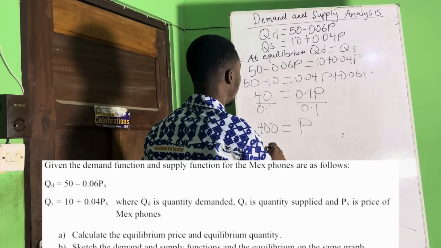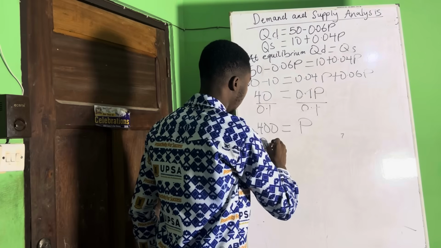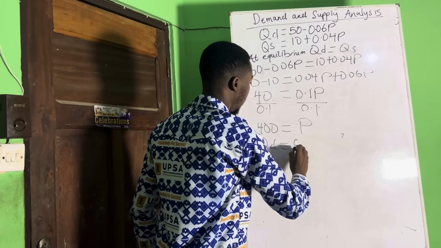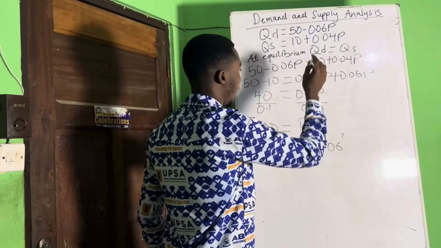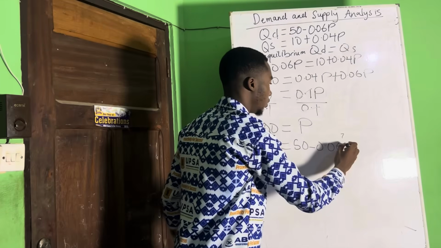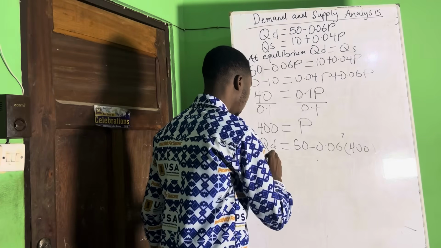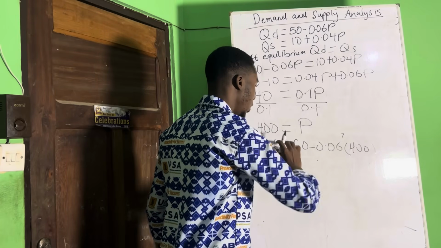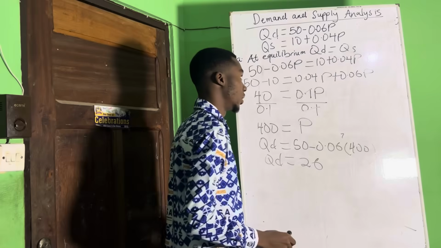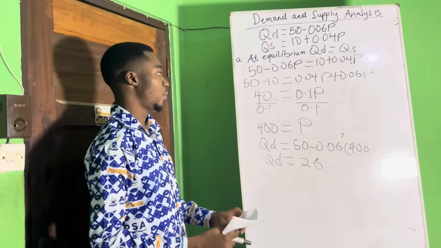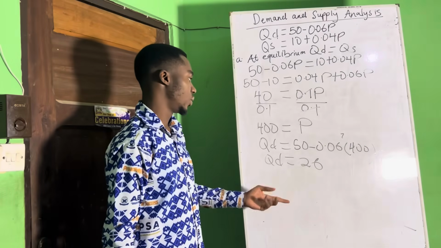So the demand function is, the quantity demanded is equal to 50 minus 0.06p. And our P is now what? 400. So into brackets 400. So now our quantity demanded is equal to, when you punch all this on the calculator, you should be getting 26. You get it? So it's as simple as that. We found our equilibrium price to be 400 and our equilibrium quantity to be 26.